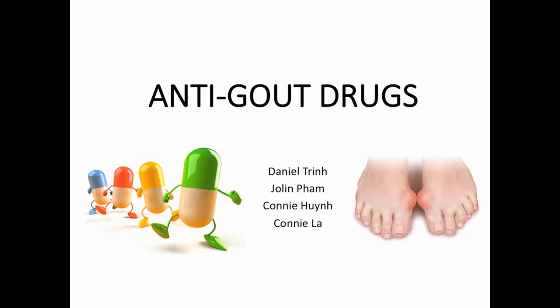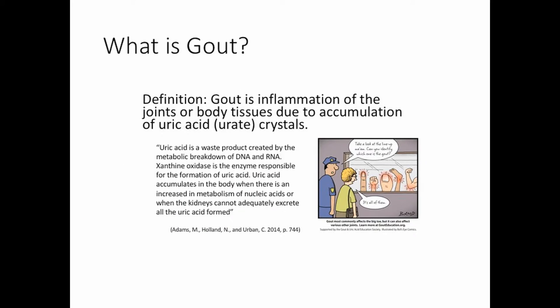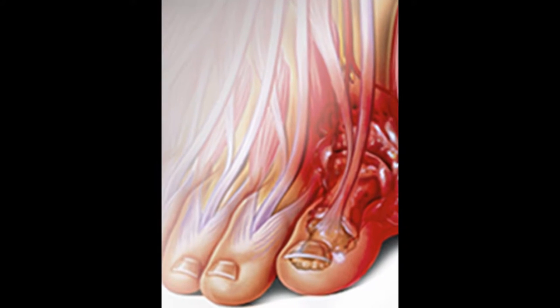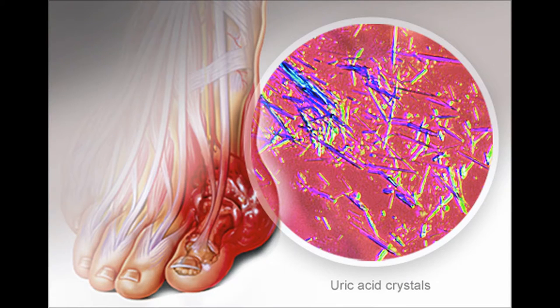What is gout? Gout is the inflammation of joints or body tissues due to accumulation of uric acid crystals.